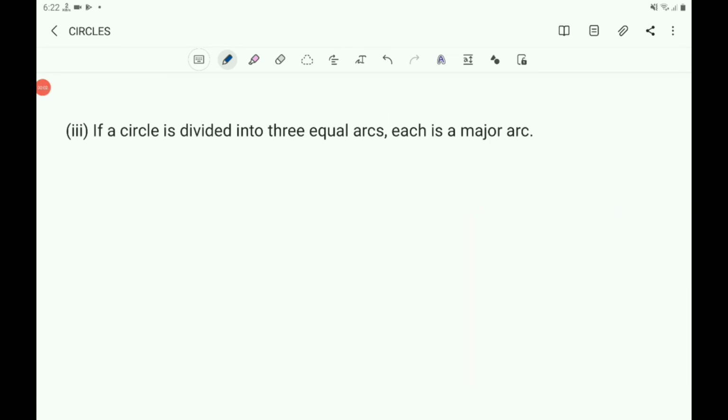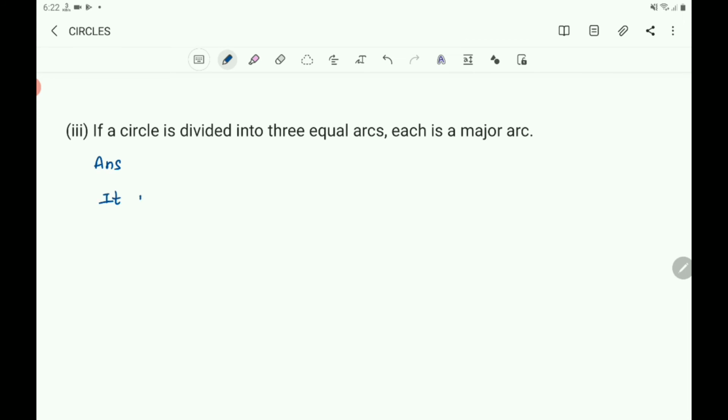The third question is, if a circle is divided into 3 equal arcs, each is a major arc. Here you know that if circle is divided into 3 equal arcs and all the arcs are equal, means there is no any difference between the major arcs and minor arcs. Simply you can say that they are equal arcs. So there is no difference between major and minor arcs. So you write this is also false statement. You write answer here.